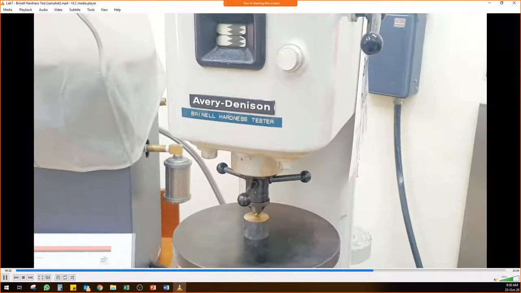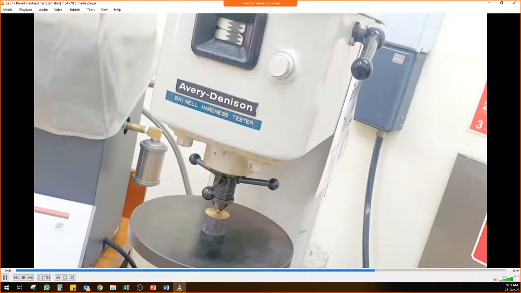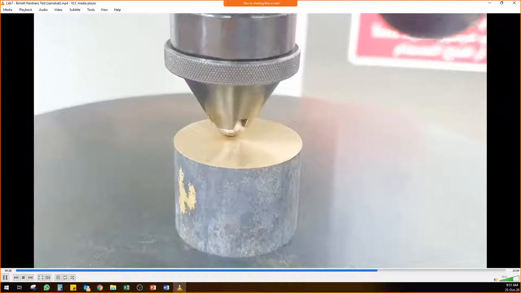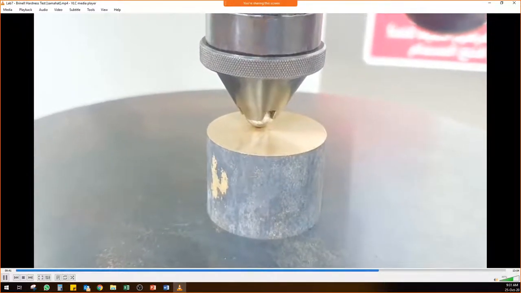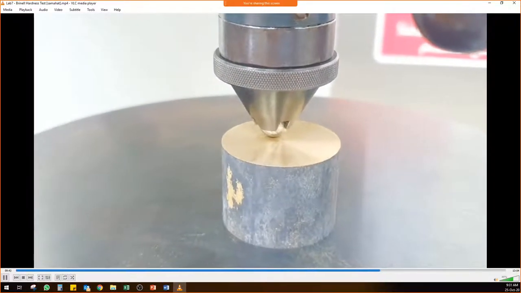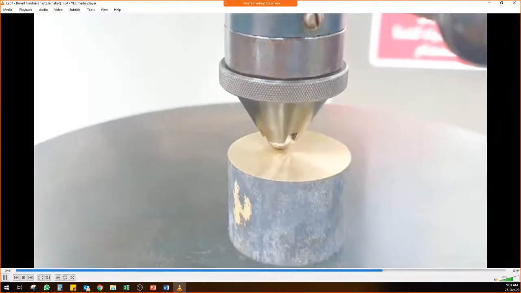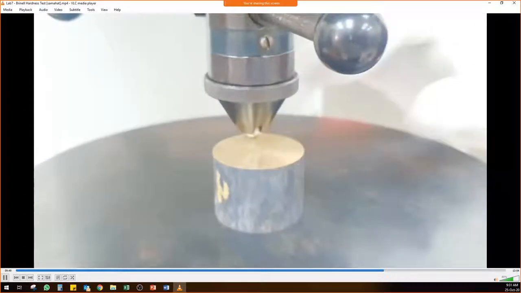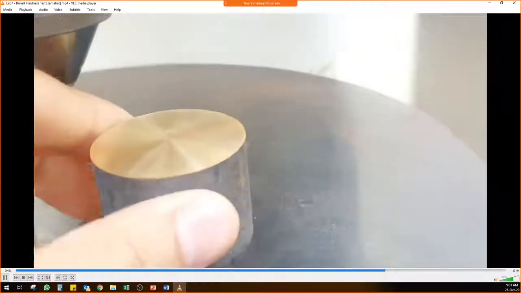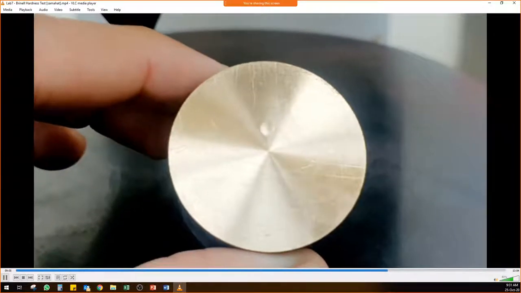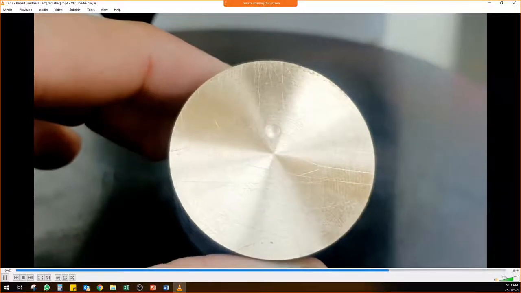Now the machine is going to gently press down on the sample, and this is the load of 500 applied here on the ball for approximately 15 seconds. After 15 seconds we will close this. Now the load is removed and we gently remove the table, and we can see the indentation mark here. You can see this is a little bit bigger in size because the ball size was bigger.